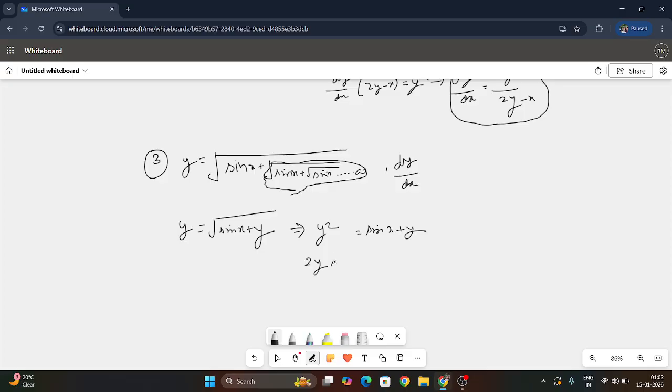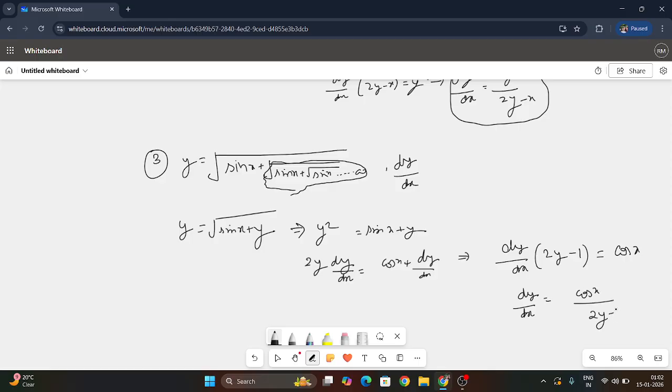Let's differentiate it with respect to x. Take the dy by dx common, and you will get 2y minus 1 times dy by dx is equal to cos x, so dy by dx is equal to cos x by 2y minus 1. Okay, so this is the answer. I think it is clear to you. Okay, so all of you please write it.